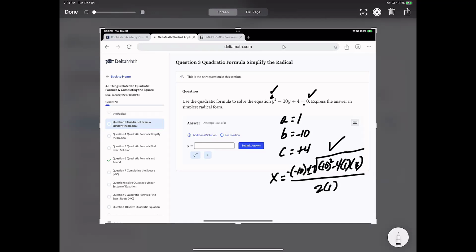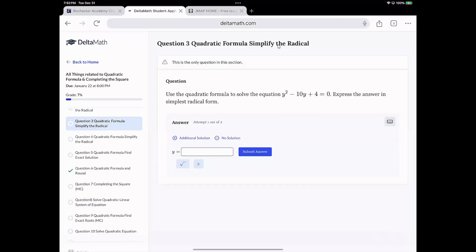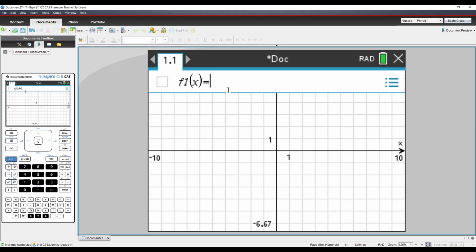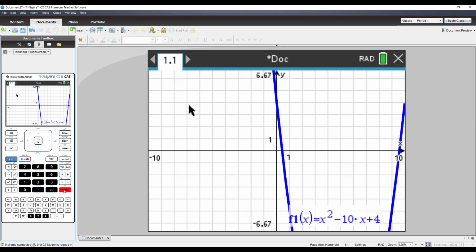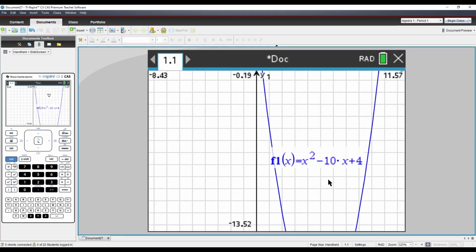So now I'm going to get rid of this, and I am going to graph this as a function. So I'm going to come here and enter it. Even though it had y, I'm going to graph x. So it's going to be x squared minus 10x plus 4. And then I press enter. Boom, there's the quadratic.